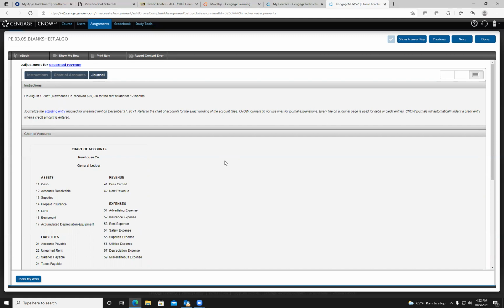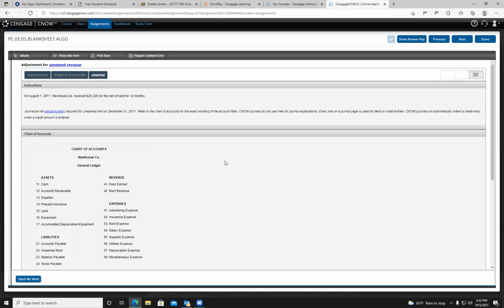Okay, so let's look at this situation. On August 1st, Newhouse received $25,320 for rent of land for 12 months. So they got paid in advance. They have not earned that revenue yet. They got paid up front.